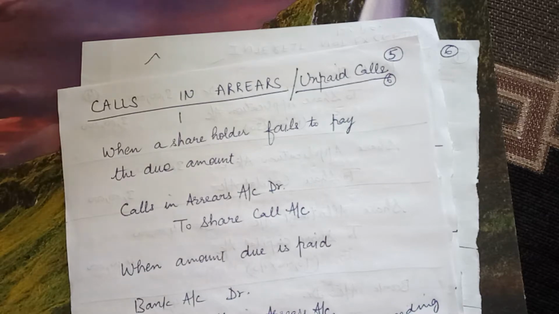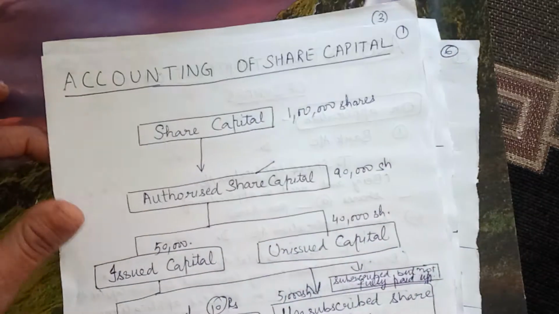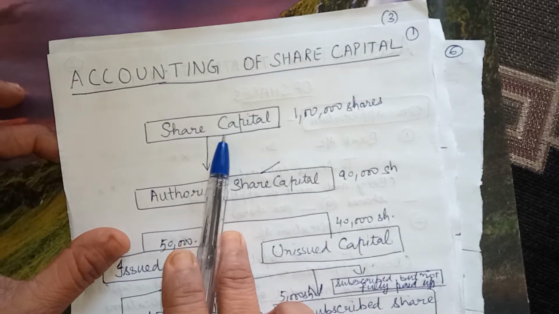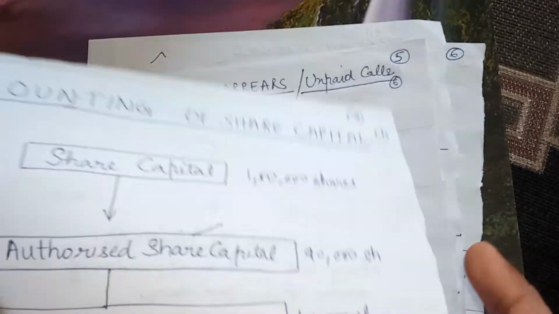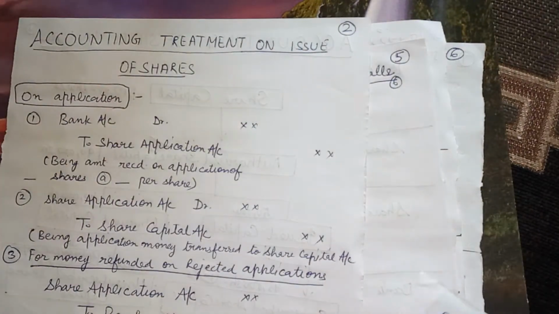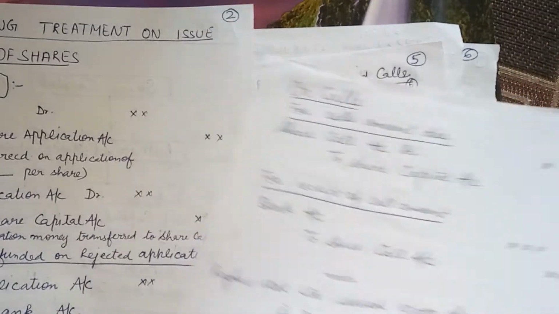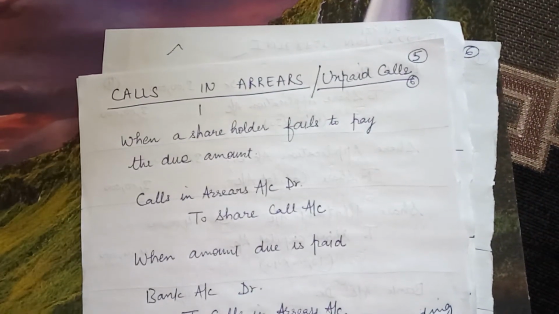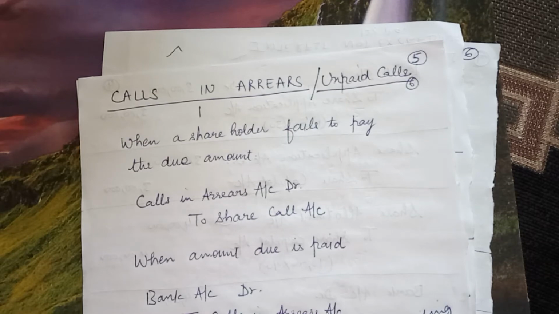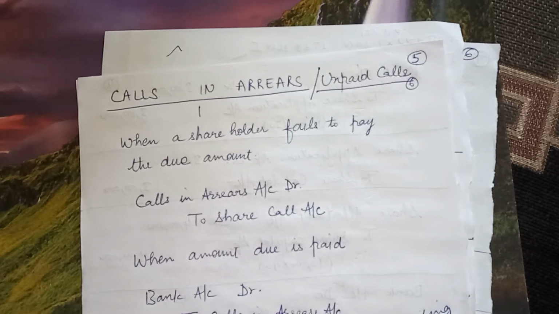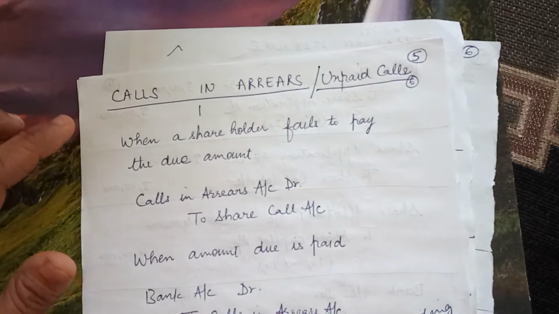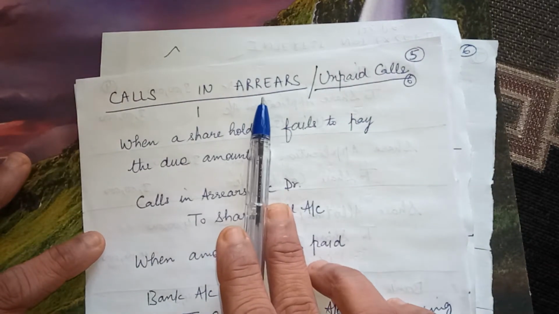In the previous video, we had done the basic information about share capital, its various parts, and the basic journal entries that a company passes in its books on application, allotment, and on calls. So we did it with complete detail. So in this video, we are carrying forward this topic and are going to discuss some other details regarding the shares. The first one is calls in arrears.